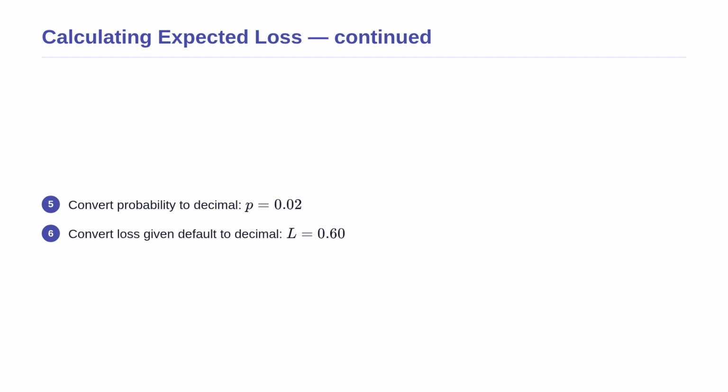Preparing our numbers this way is a crucial step. It ensures that when we multiply these probabilities by the total exposure, our final result will correctly represent the statistical dollar amount of the expected loss.